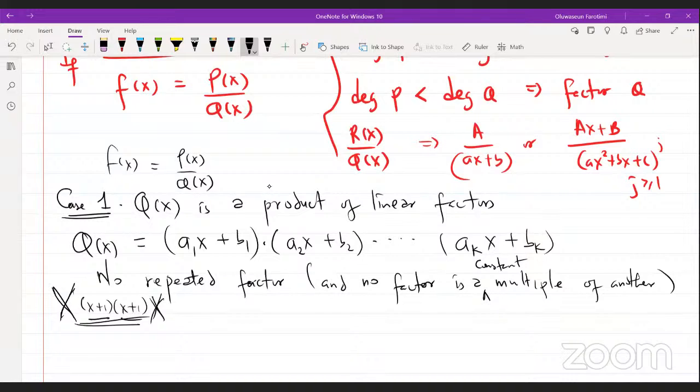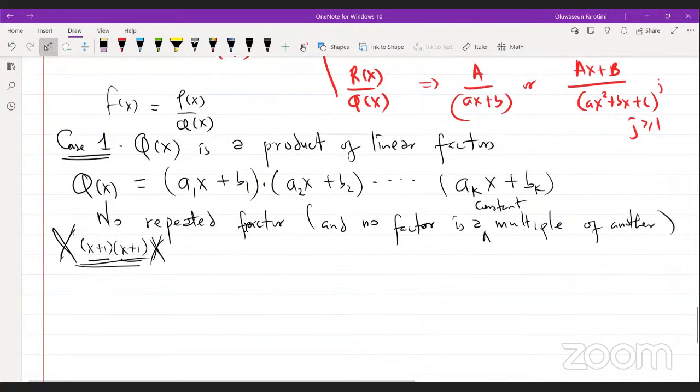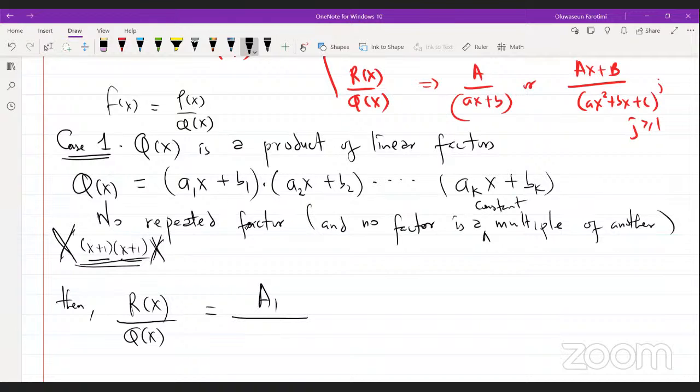So if this happens, if I have this Q of x, which is a product of linear factors, what happens? What's the implication? The implication for us is that I can write the division of my remainder and my divisor to be equal to a1 over (x plus b1) plus a2 over (x plus b2). This is just bringing back to light your partial fractions, guys.